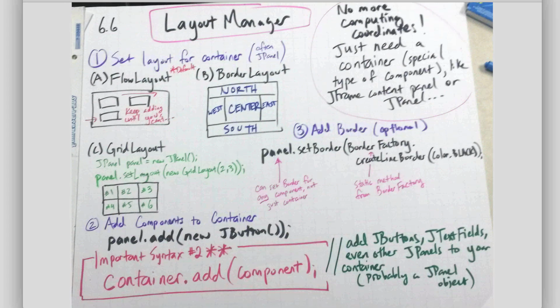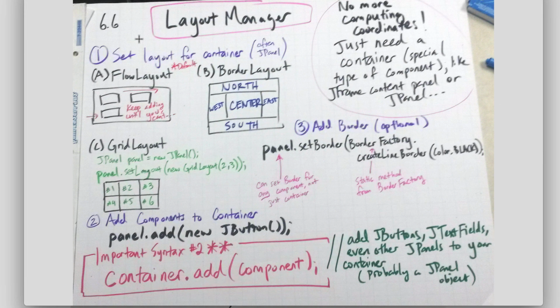6.6, layout managers. We talked about this in the very beginning of the chapter, but there are 3 main layouts that we're going to use in this chapter. FlowLayout is the default. With FlowLayout you just keep adding until you can't anymore, and then you go to the next row and keep adding that way. BorderLayout, as we practiced, creates a north, south, east, west, center divide, and you would just add to BorderLayout.CENTER, BorderLayout.EAST, or whatever. GridLayout allows us to divide it up into 2 by 3 or 4 by 5. You just specify the rows and the columns.